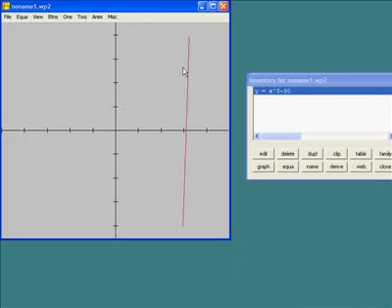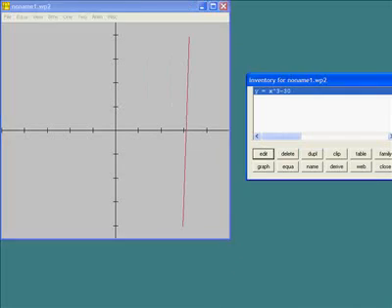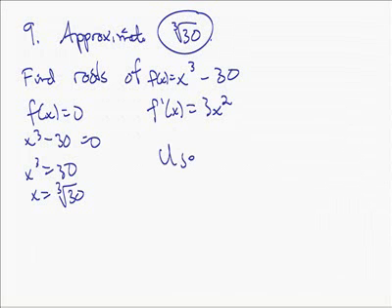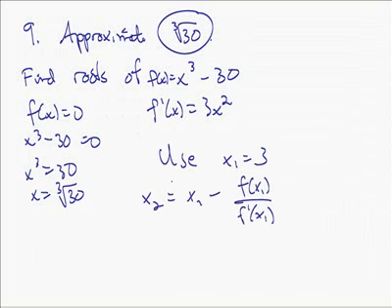If I do x cubed minus 30, you can see there's an intercept here, 1, 2, 3, right at 3. Well, it's a little bit past 3, so a good guess for x sub 1 would be 3. So we'll use x sub 1 equal to 3. And so then x sub 2 is going to equal x sub 1 minus f of x sub 1 over f prime of x sub 1.